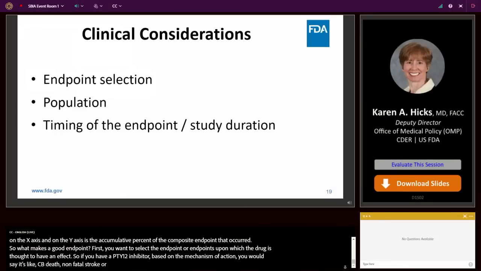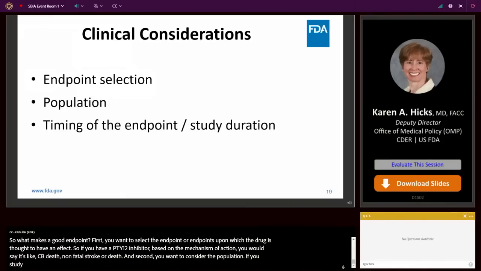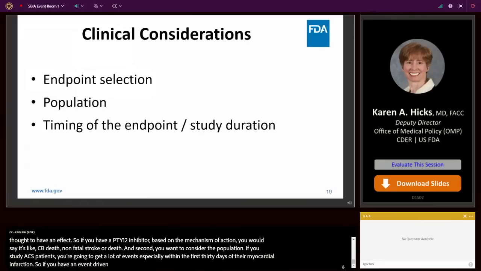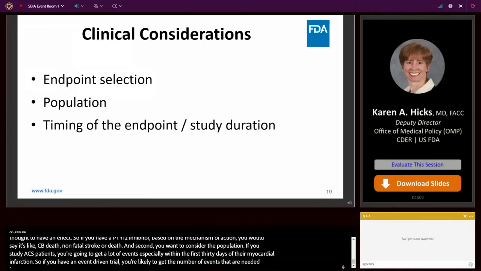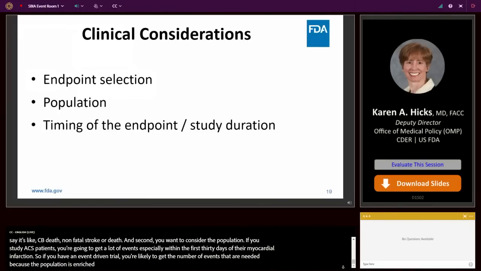Second, you want to consider the population. If you study ACS patients, you're going to get a lot of events, especially within the first 30 days of their myocardial infarction. So if you have an event-driven trial, you're likely to get the number of events that are needed because the population is enriched. ACS trials are generally going to be at least a year or so in duration.